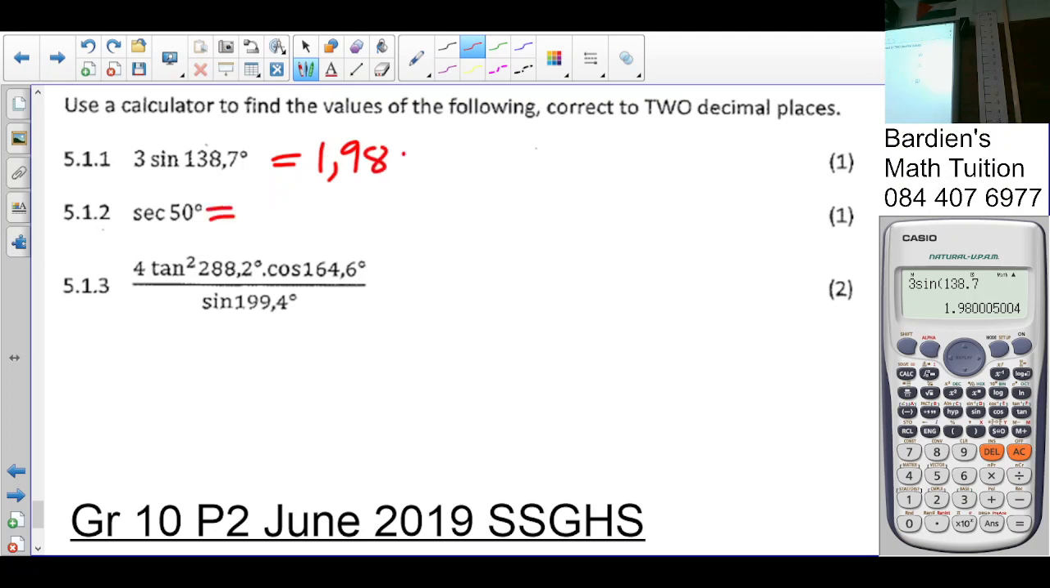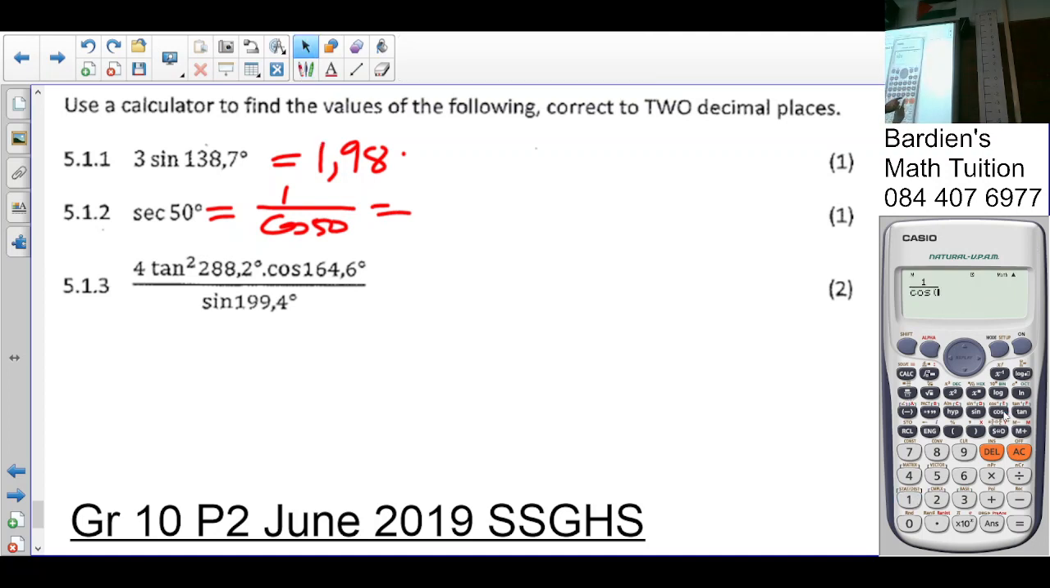Then sec, there's no sec button, so we know that sec is 1 over cos. So 1 over cos of 50 gives us 1,56.